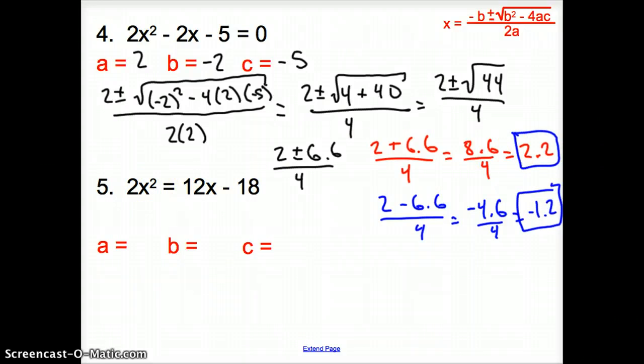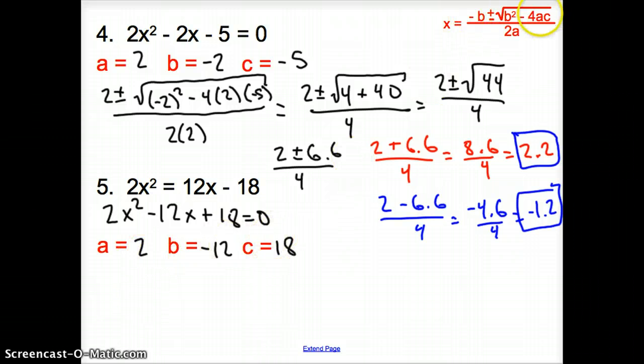We have to ask ourselves, does that equal 0? No, it does not. How do we get it to 0? I like to keep this term positive, so I'm going to subtract and add both of those numbers over there. So it's going to be 2x squared, as I subtract my 12x over, as I add my 18 over, equals 0. Then our a is 2, our b is negative 12, and our c is 18.